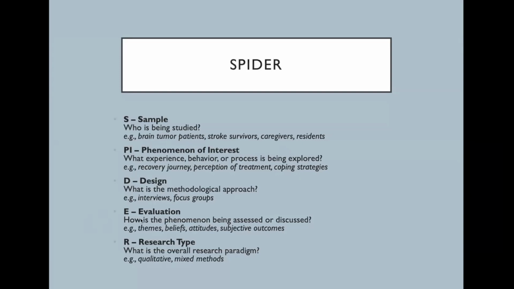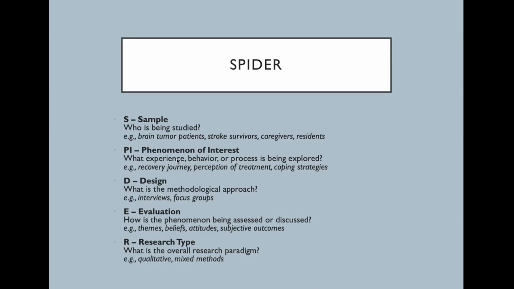Evaluation. What are we actually assessing? Within brain tumor patients' recovery, by looking at interviews, we can take a look at themes, beliefs, attitudes, and subjective outcomes. And lastly, you can complete the SPIDER mnemonic by looking at what the research type is. Is it going to be a qualitative study? Is it going to be a mixed methods, qualitative and quantitative study?